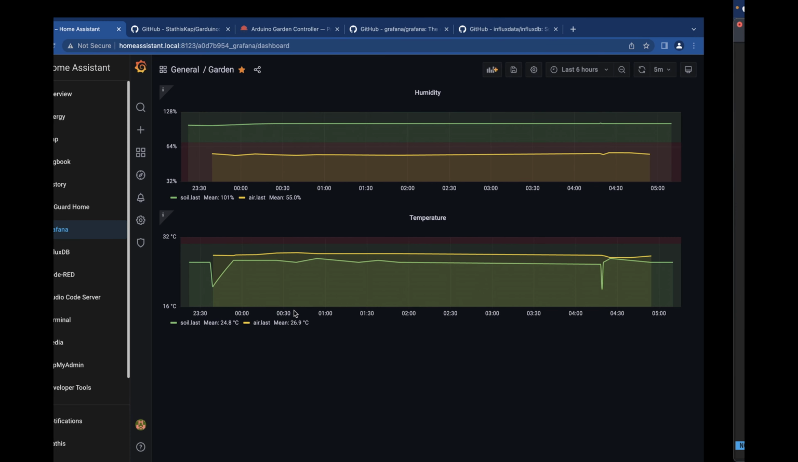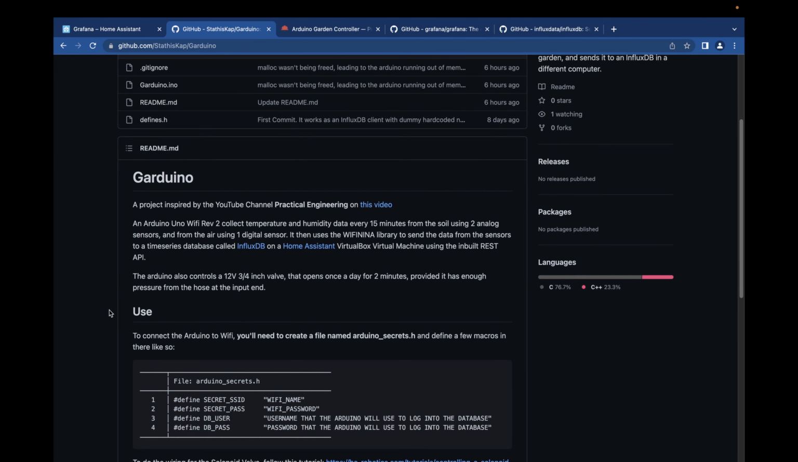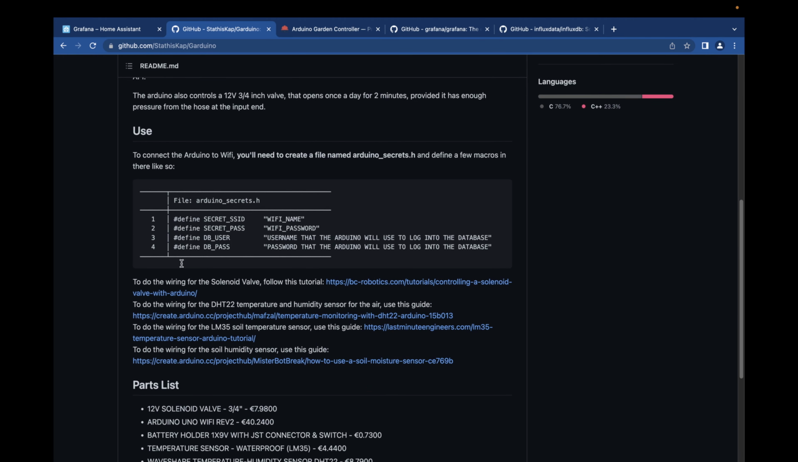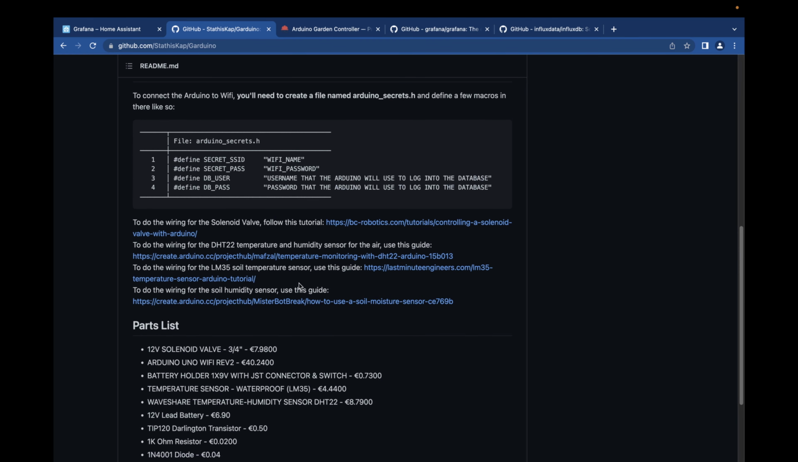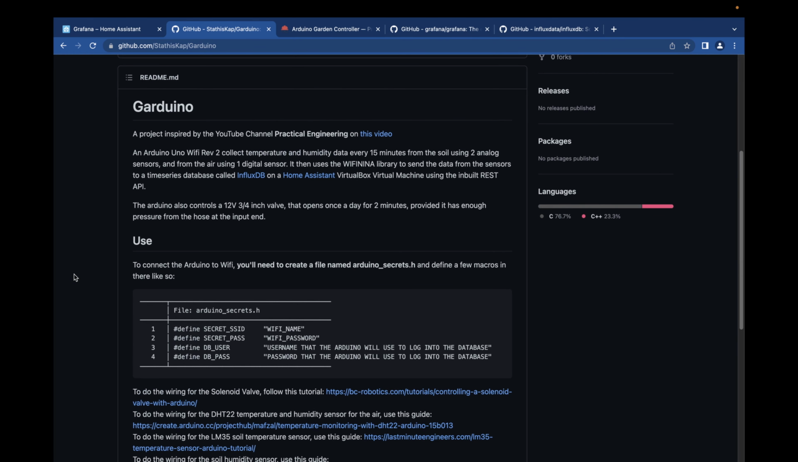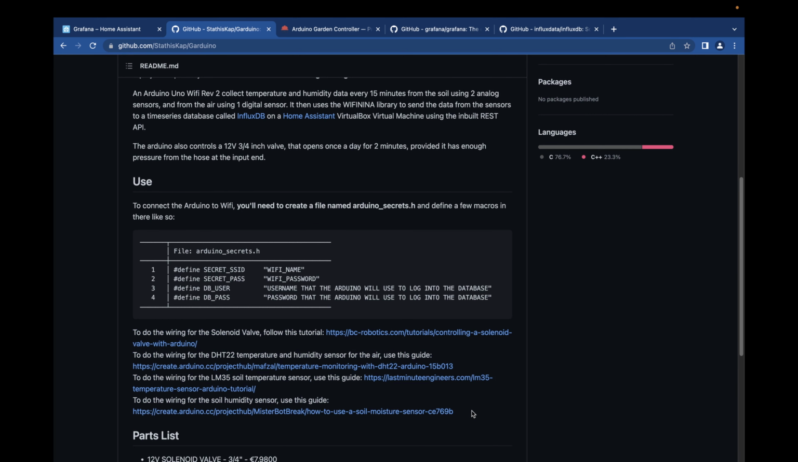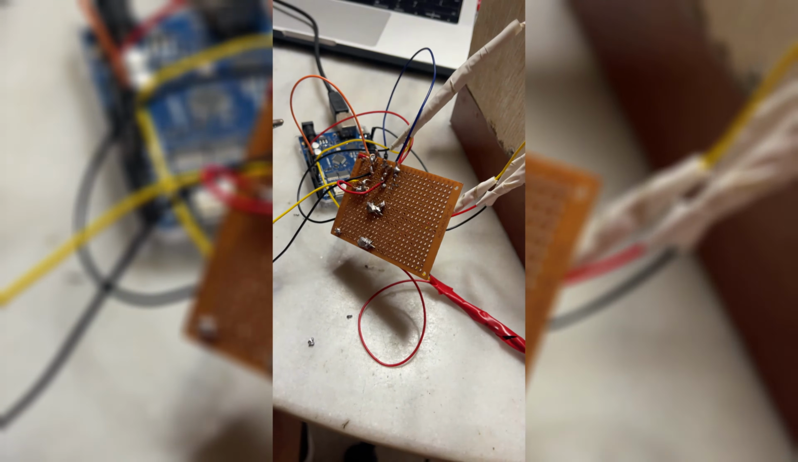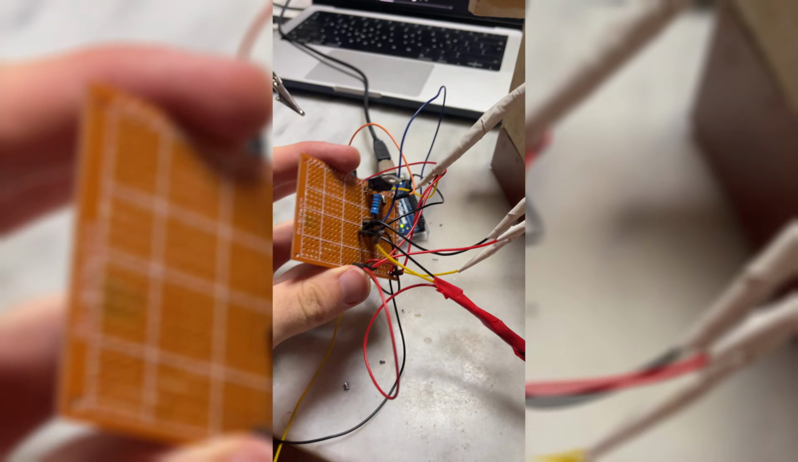So all of it is on my GitHub over here. Garduino is how I named it. I give instructions, I give a cost breakdown in case somebody wants to do it by themselves, and I give guides on how to wire everything up. The way I did it is I did everything on a breadboard first, and then I soldered everything to a circuit board so I can just fit everything inside of the box that I made, way easier.